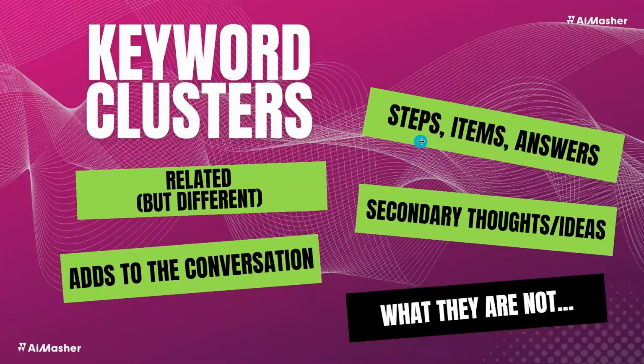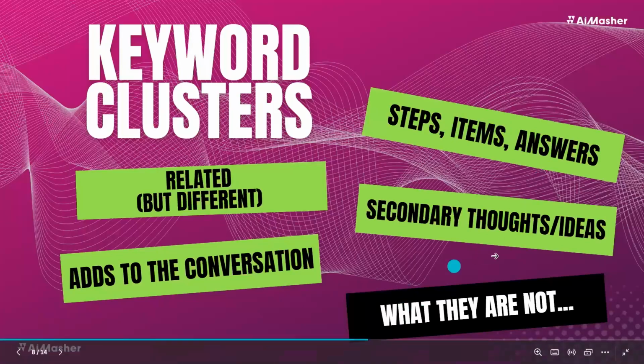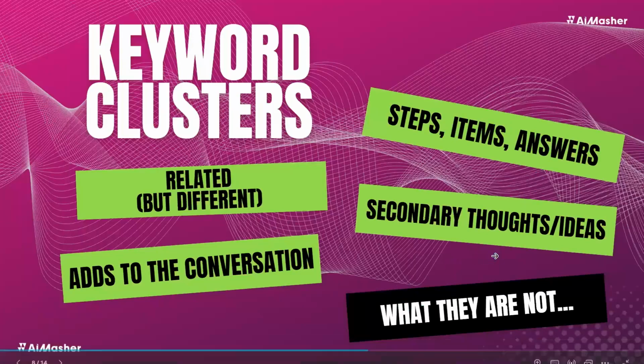They're steps, step 1, step 2, step 3. They're items, maybe on a listicle, or they're answers to that one big question. They're secondary thoughts. People want to know the best places in Japan to visit, but really what they're after is where do I need to book my airfare? Do I need to go straight into Tokyo or can I go somewhere else? These are the secondary thoughts or ideas that you want to include in the article.